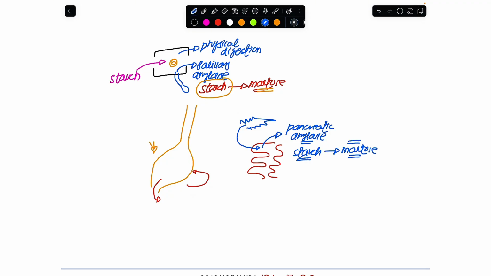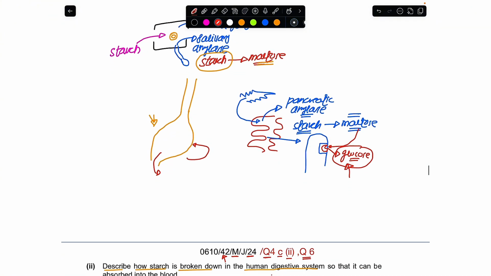Maltose is still a disaccharide, a double sugar that cannot be absorbed by the blood capillaries. So what we believe is that within the small intestine we have the villus, and in the villus we have the epithelial cells, and in the epithelial cells we have the maltase enzyme. This maltose would bind with the maltase enzyme, and finally it would be broken down into glucose. Now, this is a simple sugar, small enough to be absorbed into the blood capillaries. So, this is the overall context of the answer that we were required to write here.